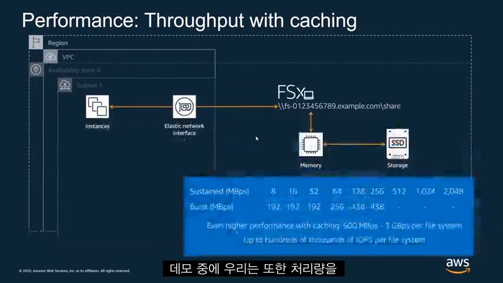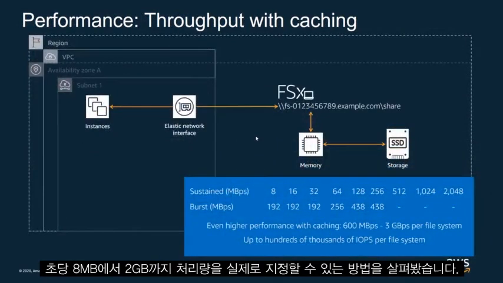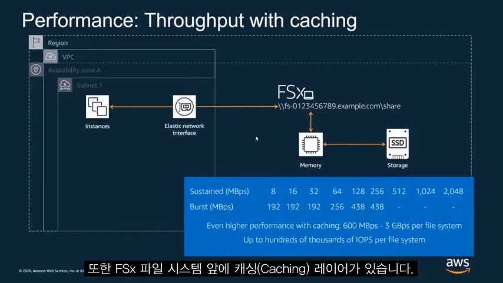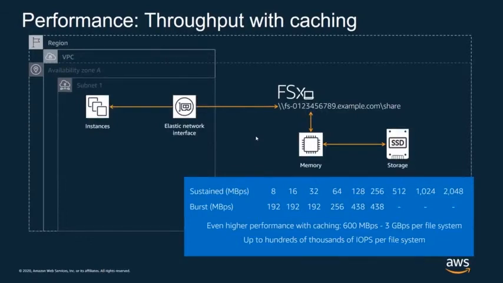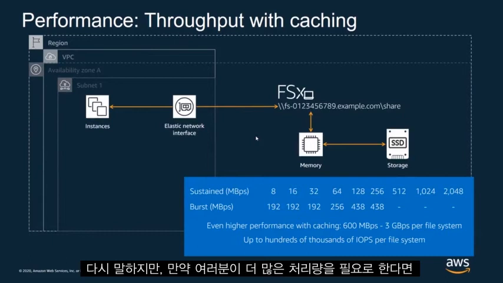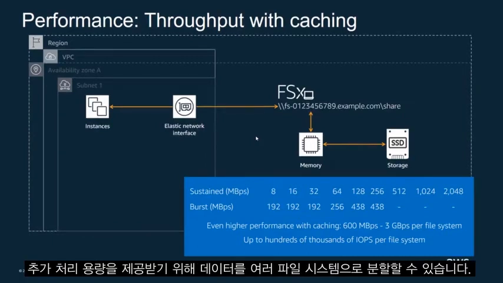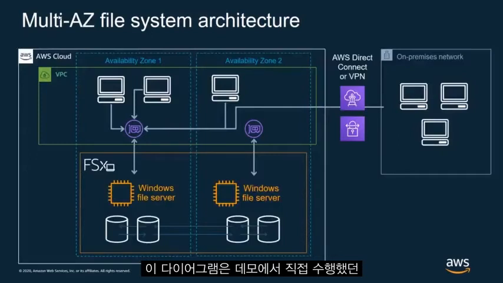During the demo, we also showed how you can specify the throughput ranging from 8 megabytes per second all the way up to 2 gigabytes per second. There's also a caching layer in front of the FSx file system which caches the requests, which can also add additional throughput on the file system. Again, if you needed higher throughput, you could segment your data across multiple file systems to provide additional throughput capacity. This diagram shows what we actually did in the demo.